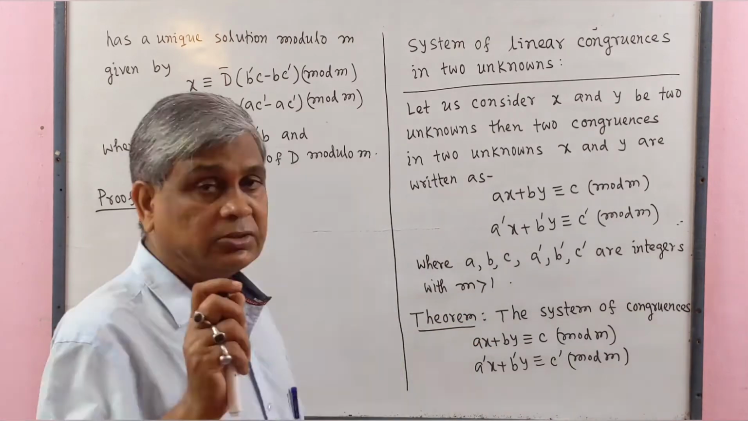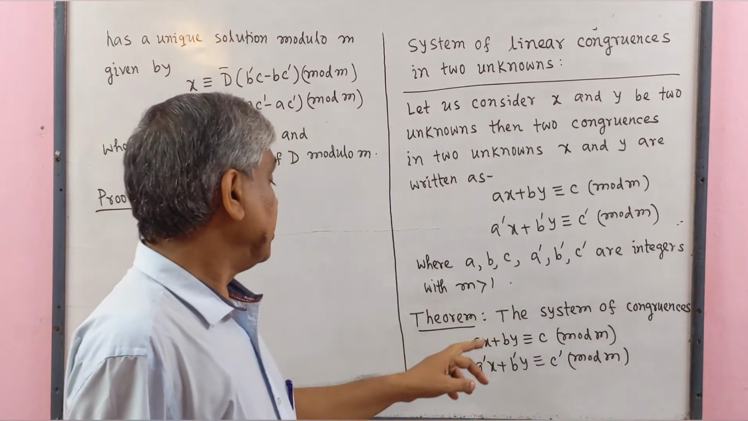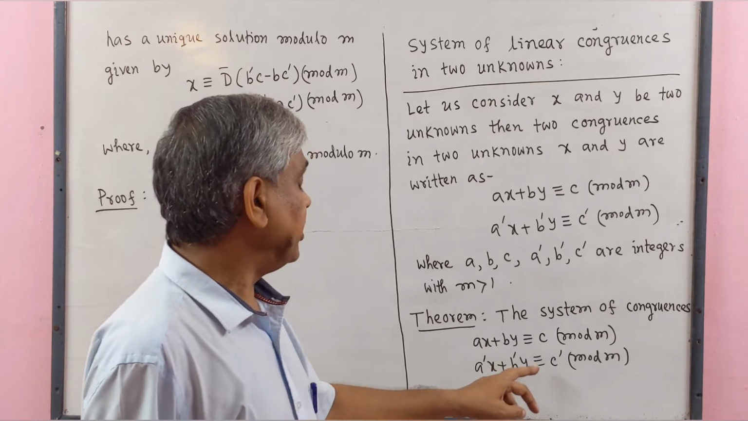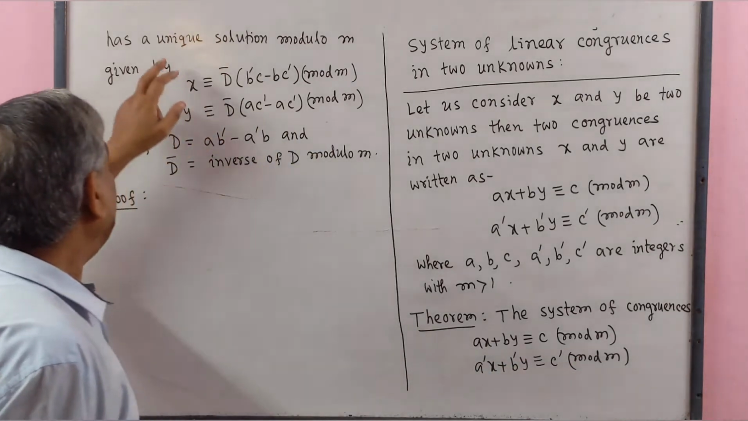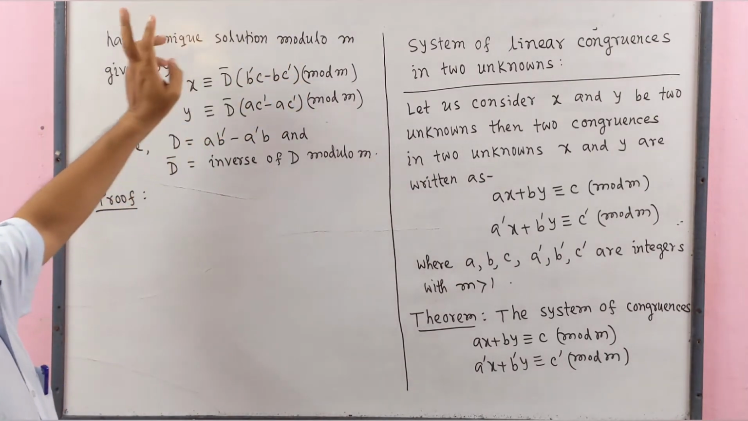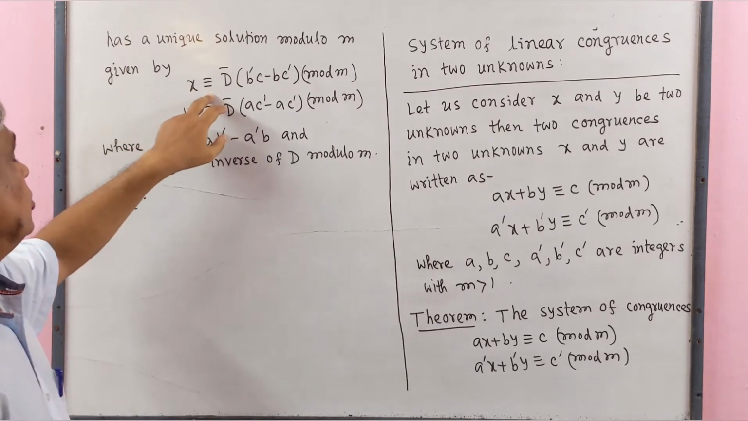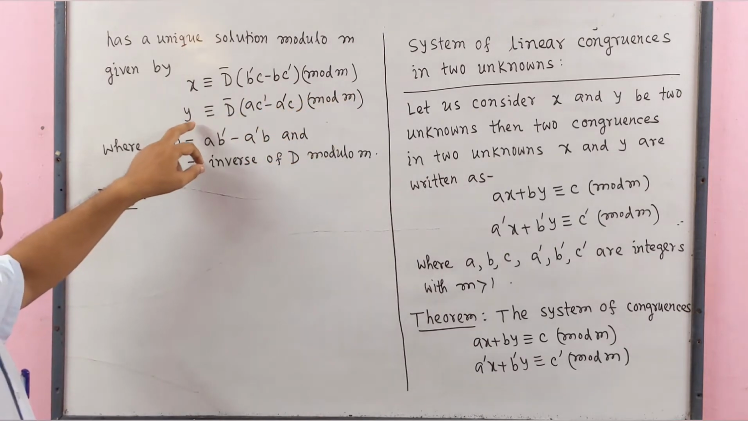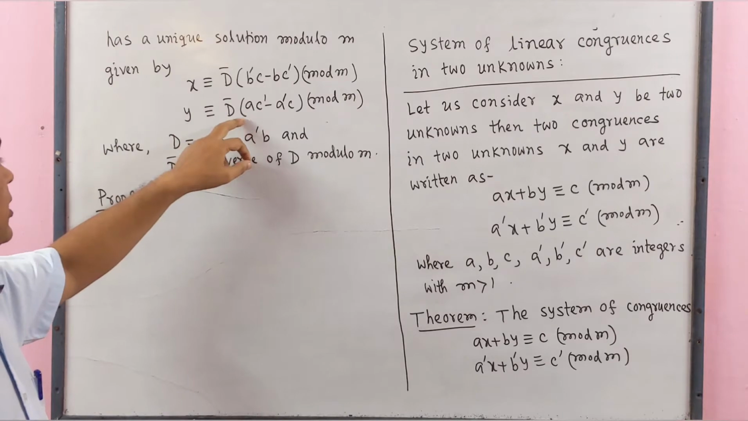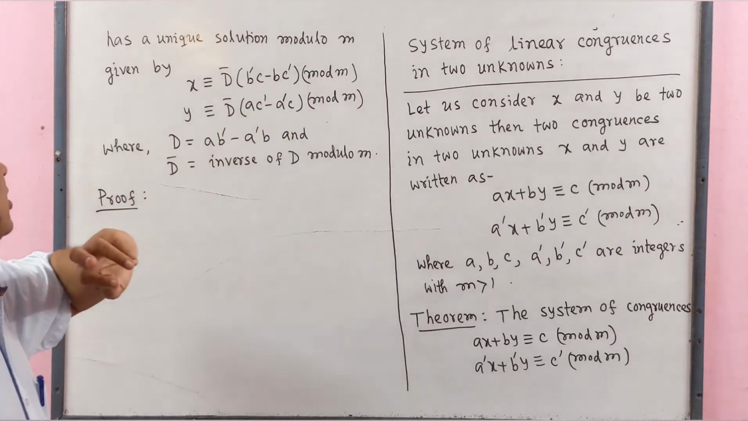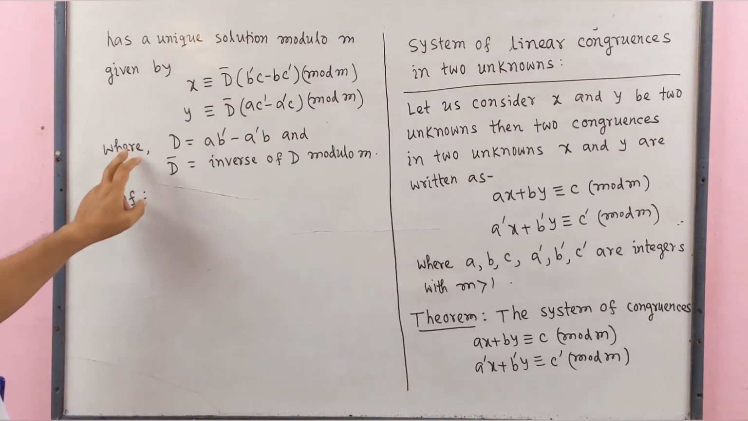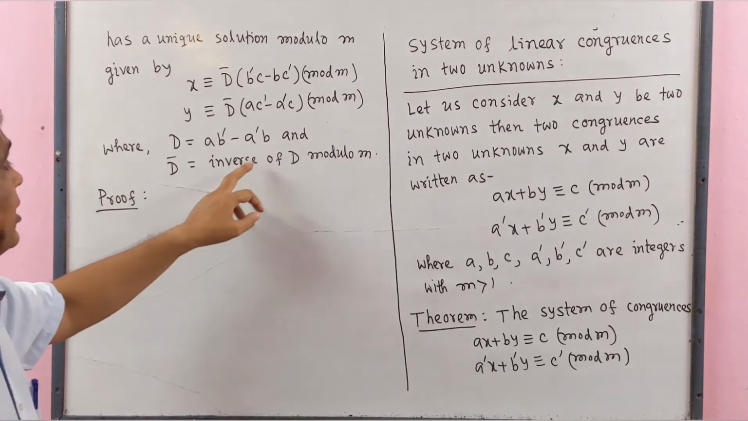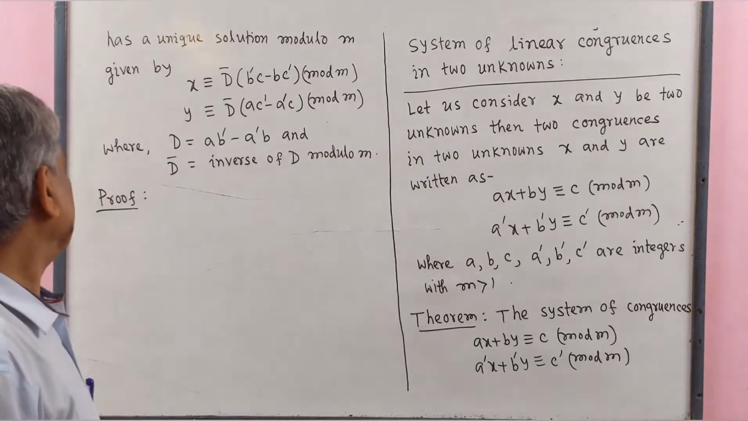Now we prove a theorem. Theorem: the system of congruences ax plus by is congruent to c modulo m, a prime x plus b prime y is congruent to c prime modulo m, has a unique solution modulo m given by x is congruent to d bar times (b prime c minus b c prime) modulo m, y is congruent to d bar times (a c prime minus a prime c) modulo m, where d equals a b prime minus a prime b and d bar is the inverse of d modulo m. Now we prove this.